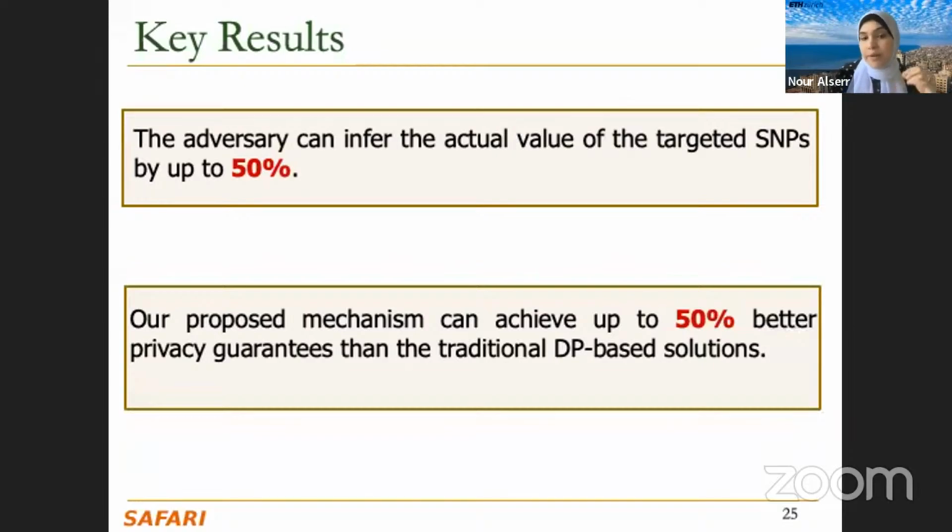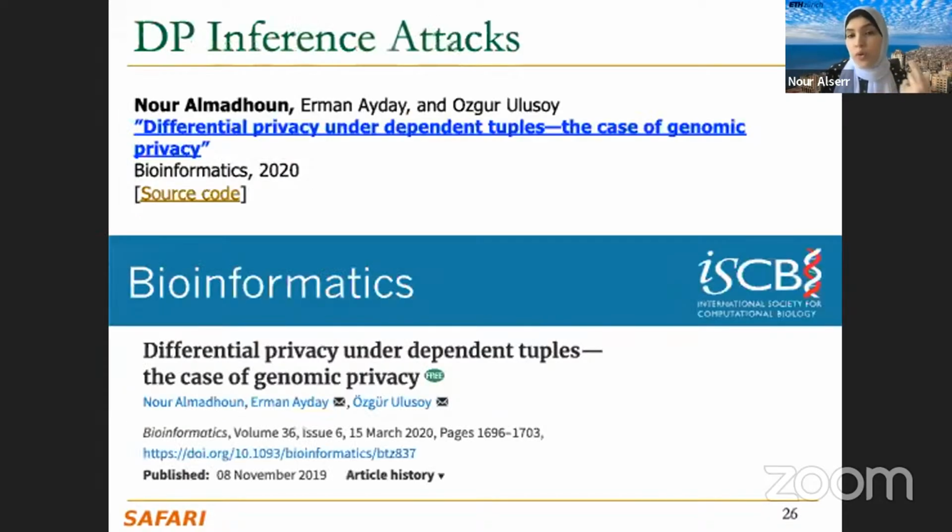And using our mechanism, we can achieve up to 50% better privacy guarantees. For example, traditional differential privacy can leak that much, and we could limit that privacy degradation by 50%. So you can find all the details, all the algorithms we use, and all the results in our paper. It's published in Bioinformatics, and it's also open source.